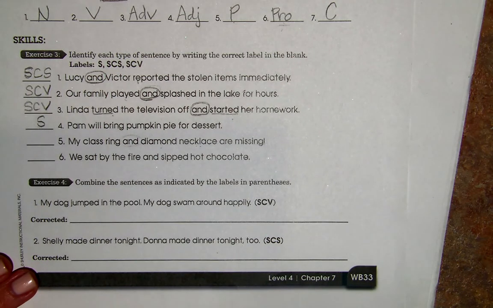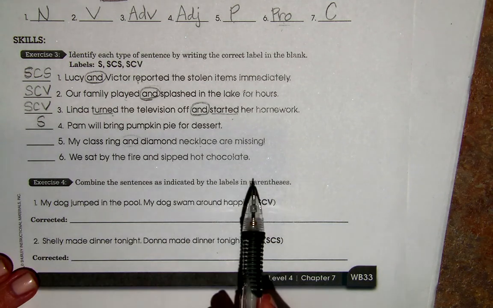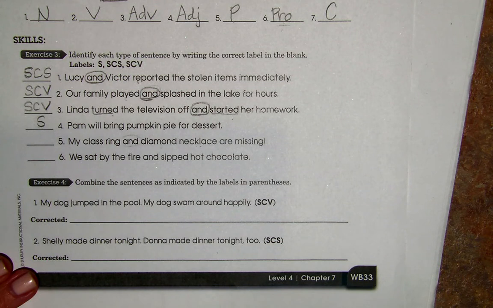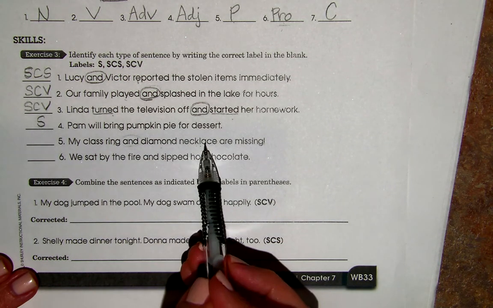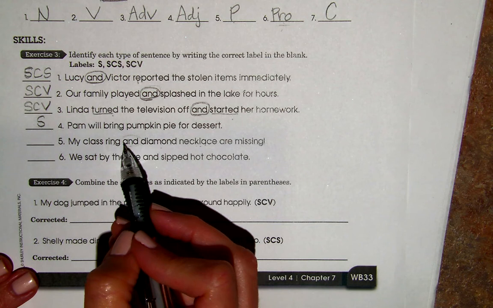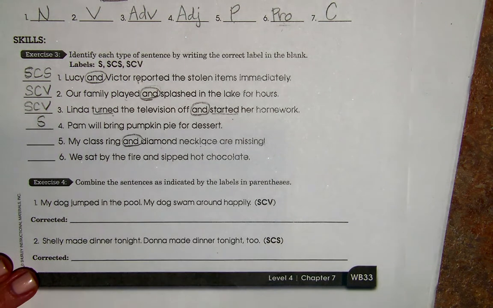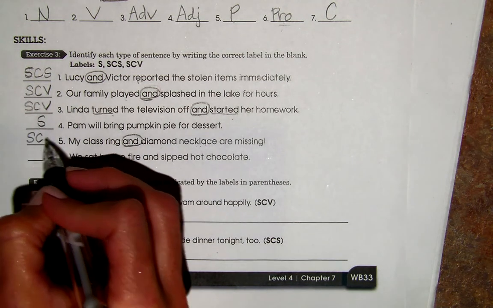Number 5, my class ring and diamond necklace are missing. If I were classifying this sentence, I might say, what are missing? And it would be ring and necklace. And so the first thing I look for, though, is a conjunction, and I do have one. It's and. What two things are being connected here? Are they subjects or are they verbs? Well, class ring and diamond necklace are objects, and so they are actually the subject of the sentence, ring and necklace. So that would be a simple sentence with compound subjects.